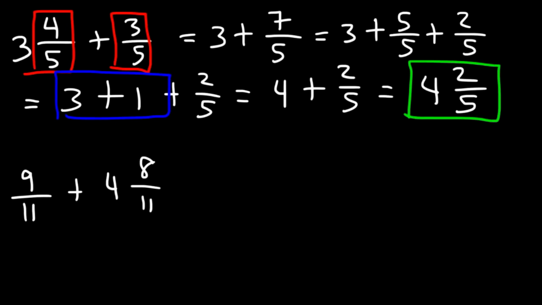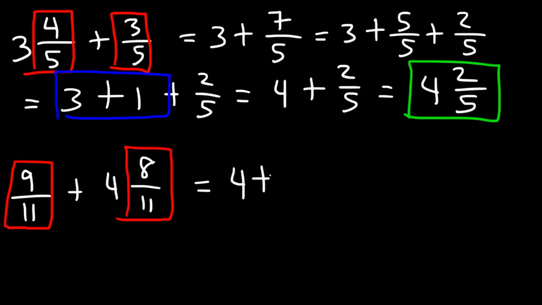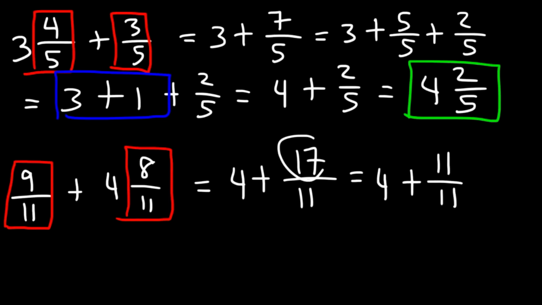Now let's move on to the next one. So let's add 9 over 11 plus 8 over 11. 9 plus 8 is 17. So we're going to have 4 plus 17 over 11. And so we need to break this down to 4 plus 11 over 11. And 17 minus 11 is 6. So the missing fraction will be 6 over 11.